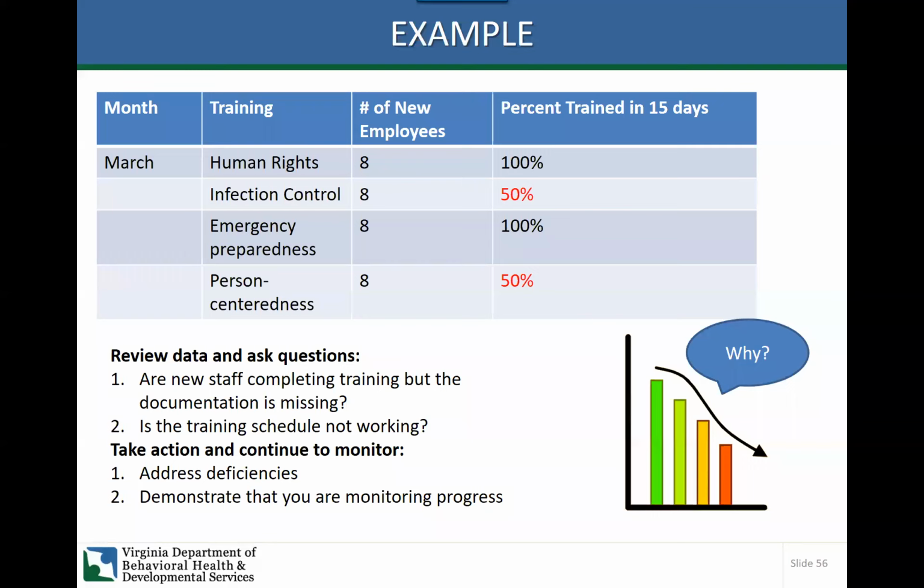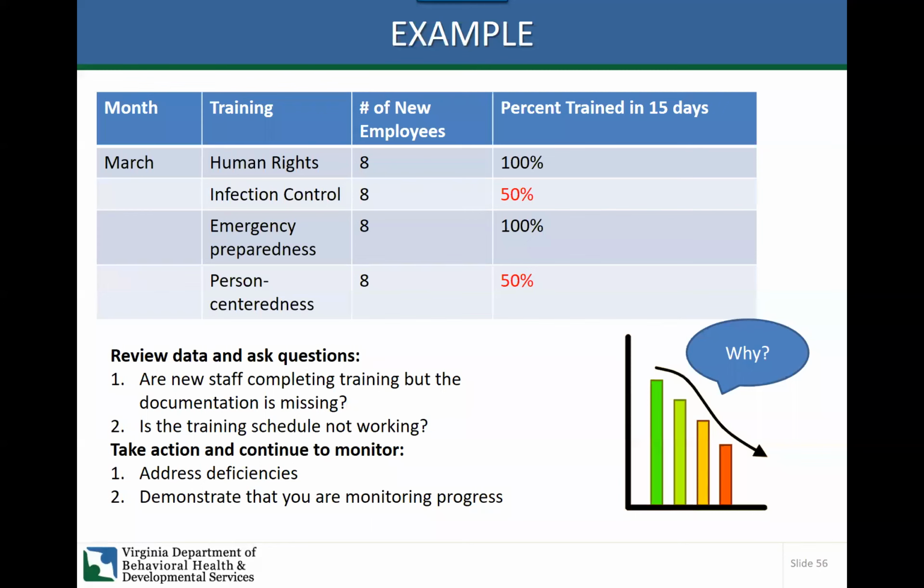So the provider has to ask questions as to why did this happen? Perhaps it's just they were there, but the documentation is missing, or the training schedule isn't working. So then they have to take action to try to address that and demonstrate how they continue to monitor progress. So ongoing monitoring needs to be demonstrated somehow.